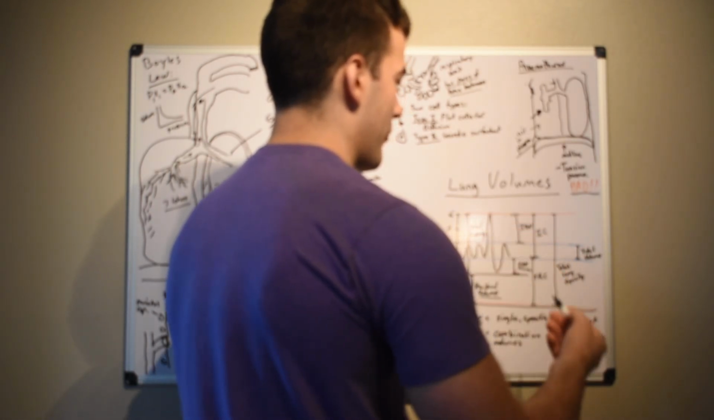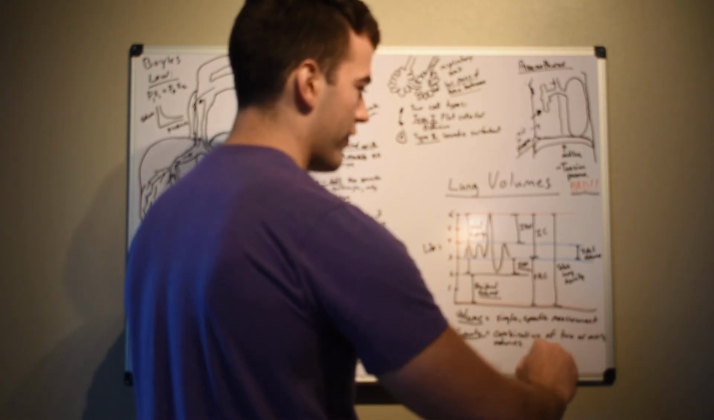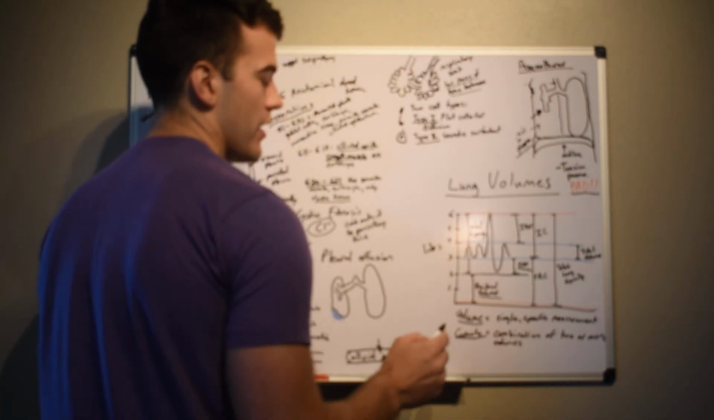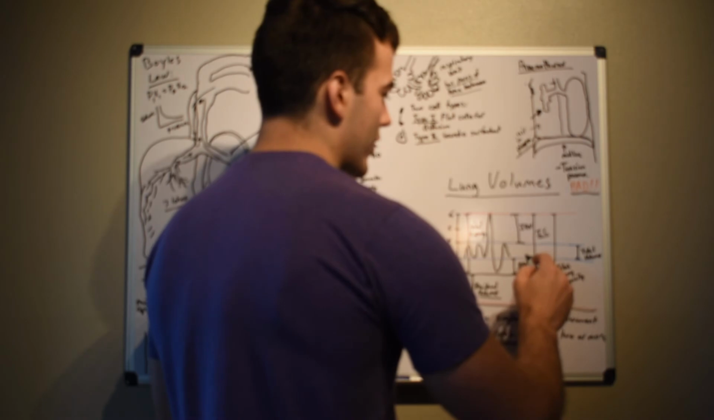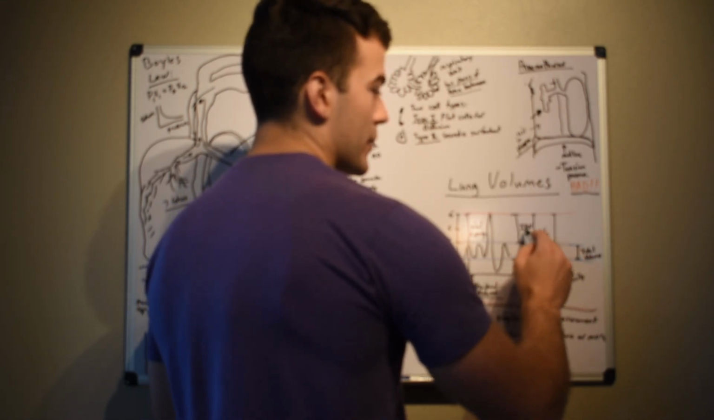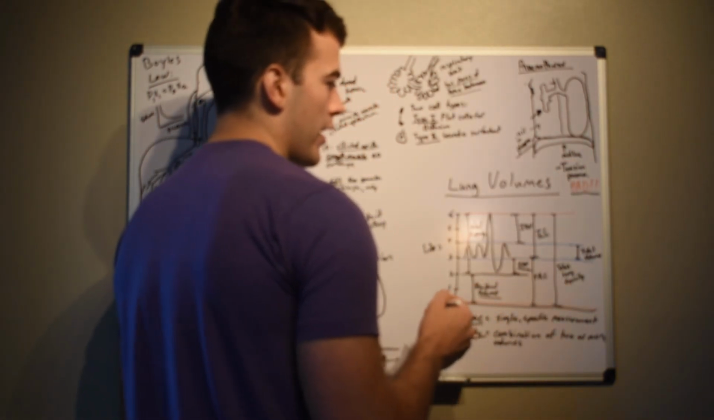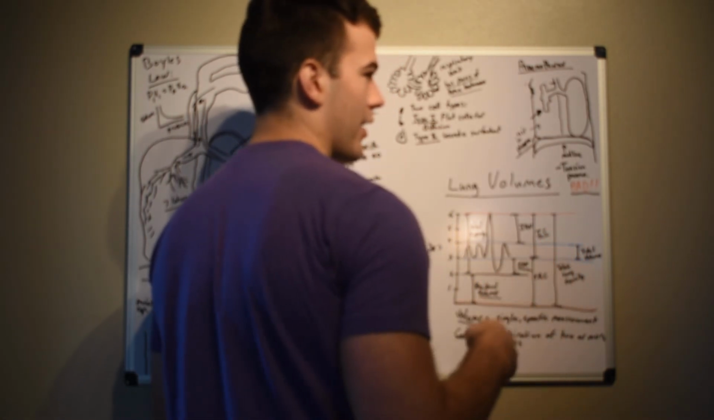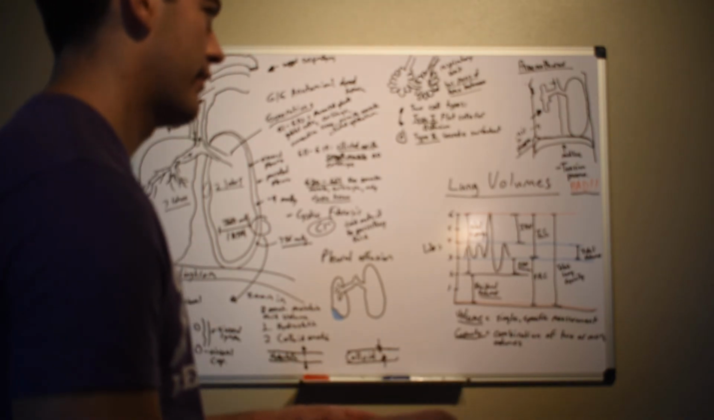So let's move to some capacities. Capacities are a combination of 2 or more volumes. So that's why this becomes beneficial to remember these 2 definitions. Our inspiratory capacity, or IC, is going to be the combination of our tidal volume and our inspiratory reserve volume. So the maximum amount we can breathe in. So it's going to describe the maximum total amount under any circumstances that you can breathe in.